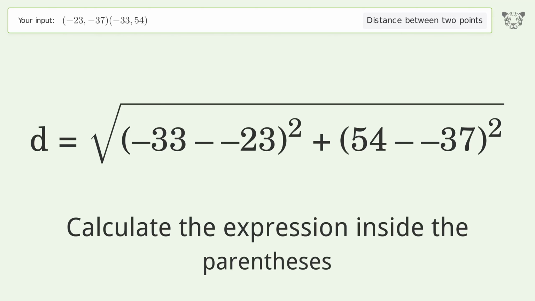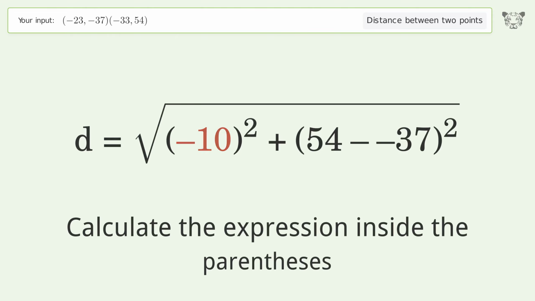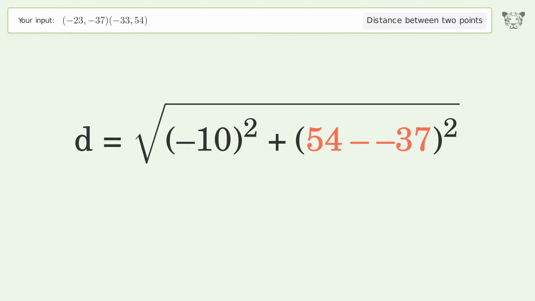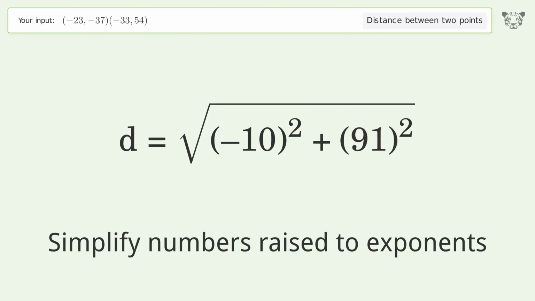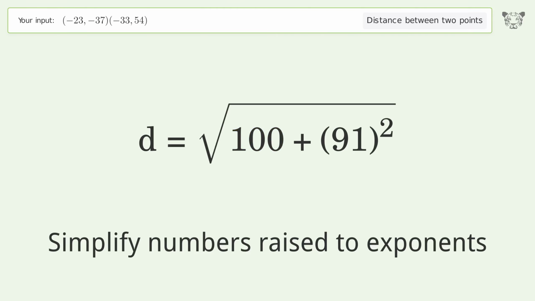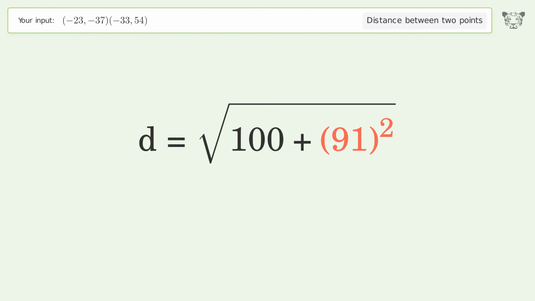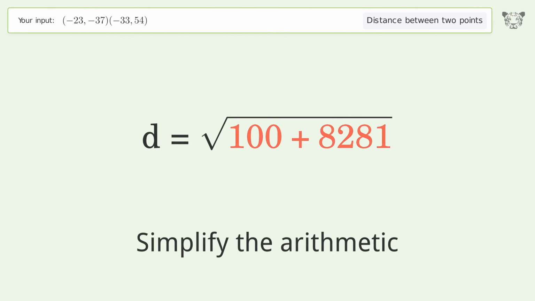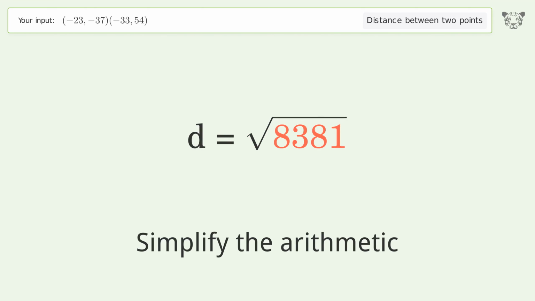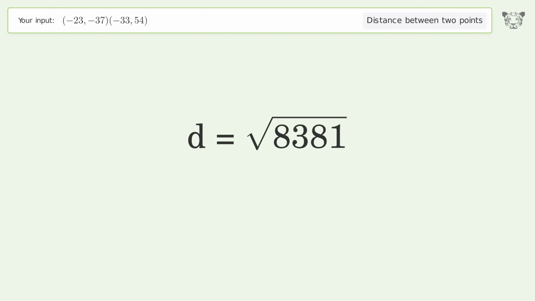Calculate the expression inside the parentheses. Simplify numbers raised to exponents. Simplify the arithmetic. And so the distance between the 2 points is the square root of 8,381, or 91.548.